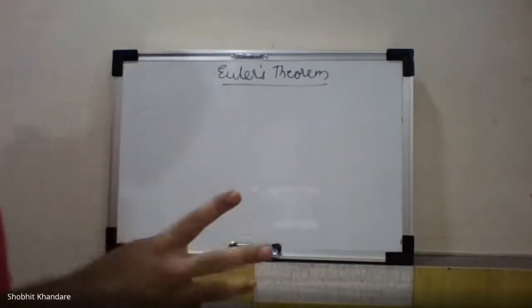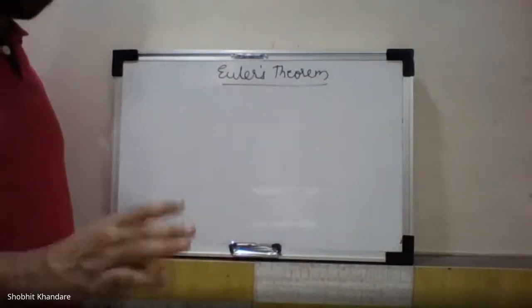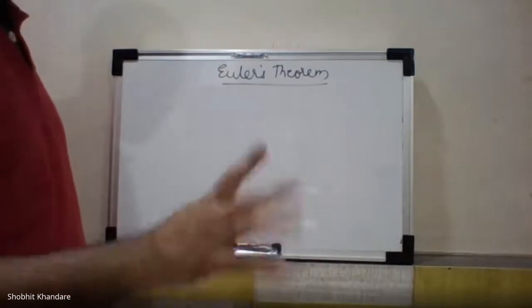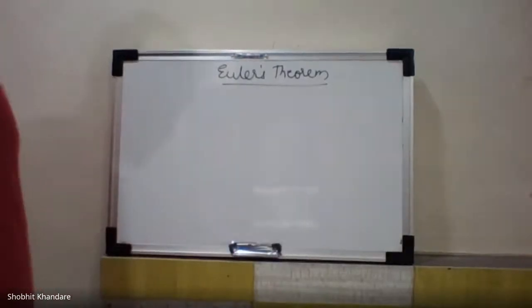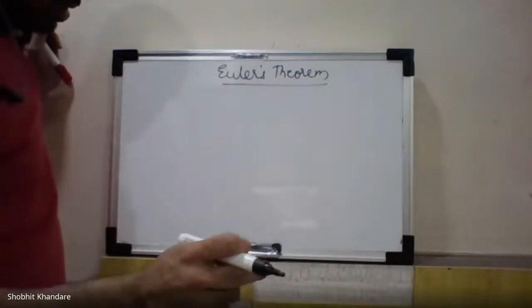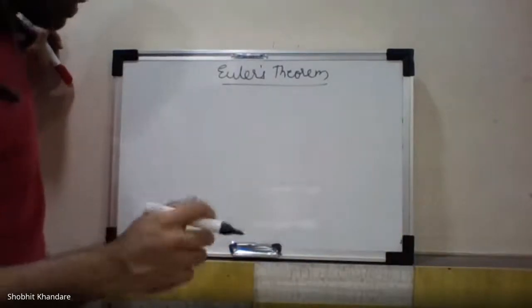There are a total of 3 cases, and 2 of those cases we have already seen in the RSA algorithm. So we'll go one by one. Write down the statement of Euler's theorem and the equation for that.